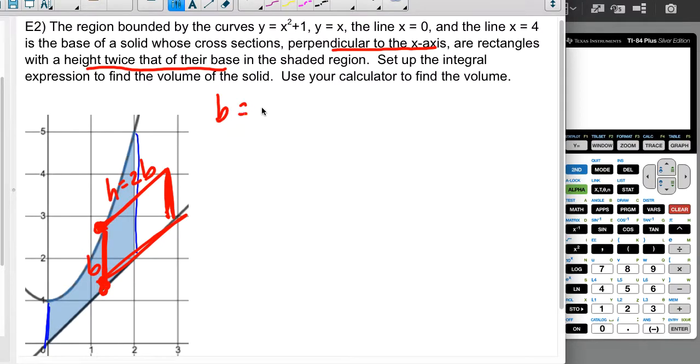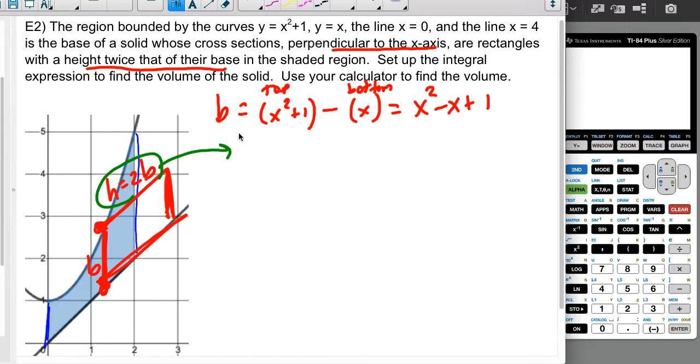So this base is the top curve, which is x squared plus 1, top y value, minus the bottom y value, which is just x. So top y value minus bottom y value. So I get that the base is x squared, I'm probably going to write it in standard form, minus x plus 1. I know that the height is twice the base.